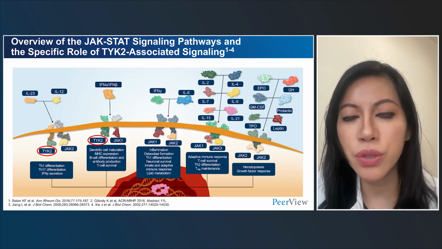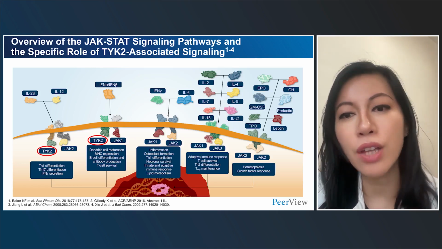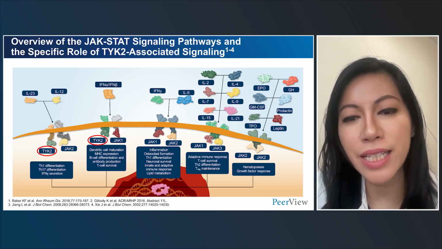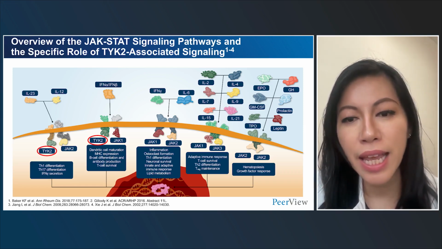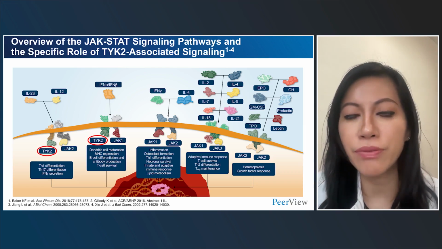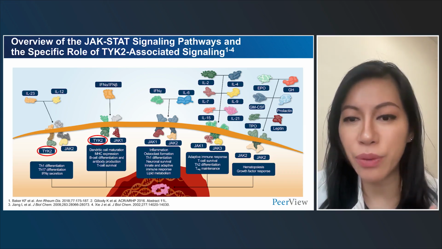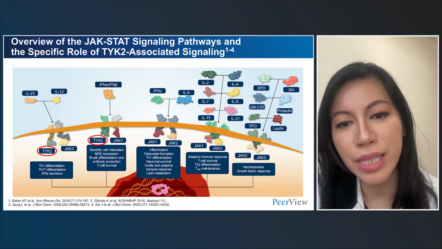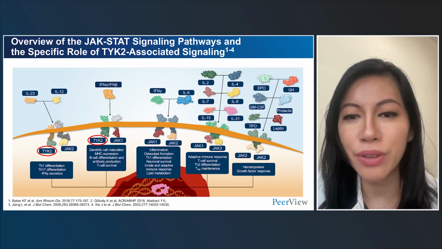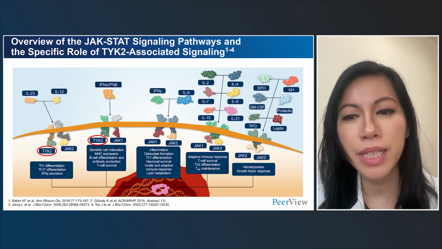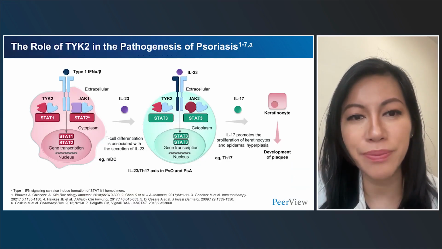Now, TYK2 belongs to a family of Janus kinases, and there are other members of that Janus kinase family, which now you see on the right side of the slide. And these other family members are involved a bit in other pathways, so metabolic pathways, for example, hematopoiesis. But TYK2 is an ideal therapeutic target because it's very specific to the immunologic pathways that are hyperactive in psoriasis.